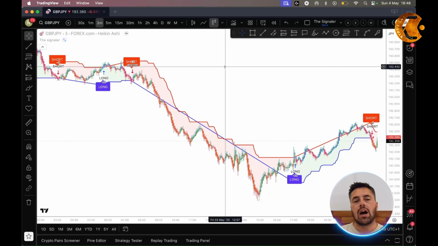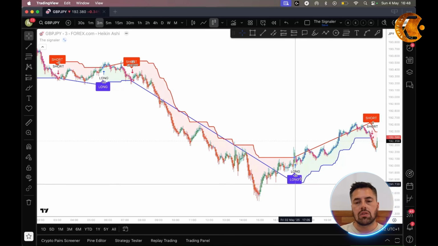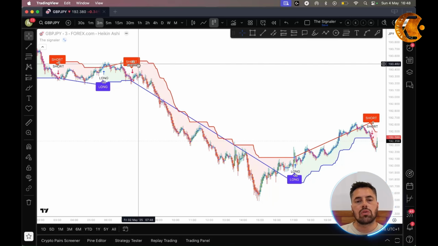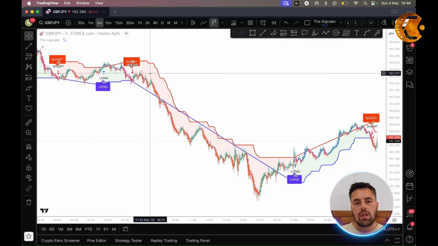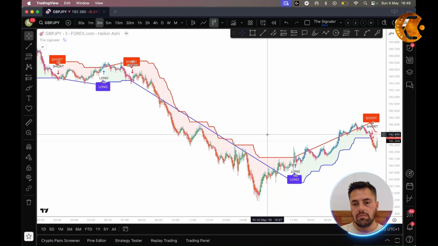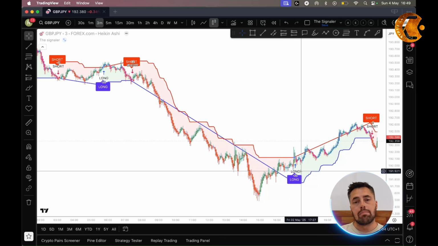If you are new here, I'm going to give you a quick rundown of the indicator. If there is a long signal, this is where you take a buy, and if there is a short signal, this is where you take a sell. The red background is a bearish trend, and the green background is a bullish trend.